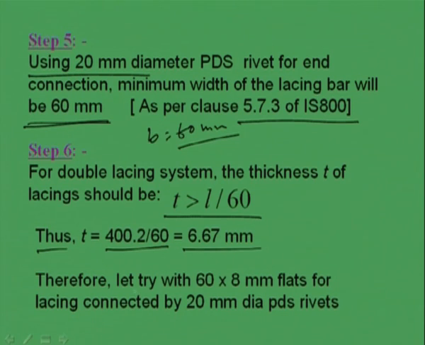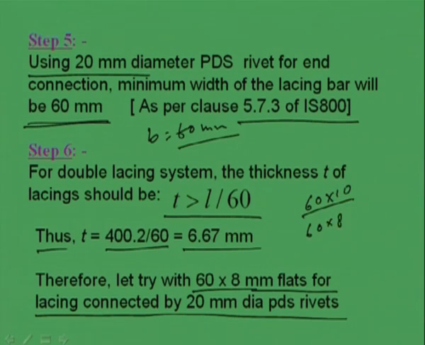So, we can use 60 by 8 mm flat bar for lacing connected by 20 mm diameter power driven shop rivet. Earlier, in single lacing system it was 60 by 10, and here we are going to use 60 by 8. So, in double lacing system we are reducing the thickness. Now, let us see from other points of view, from buckling and other points of view, whether it will be able to carry that much load or not. The compressive stress, the tensile stress, whatever will come, whether this dimension will be able to carry that much stress or not. Those things we have to check.